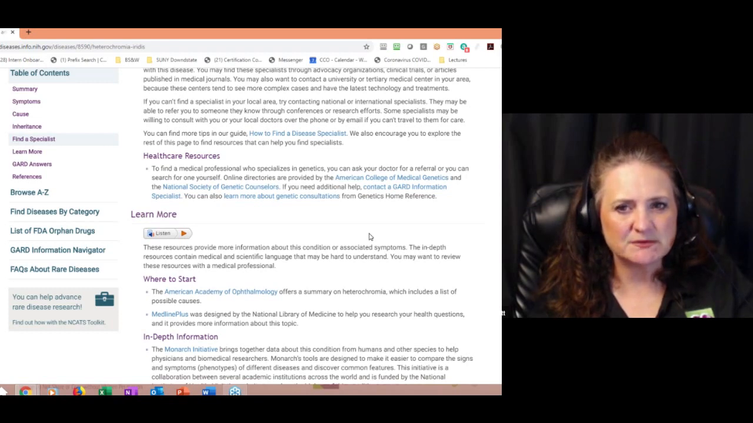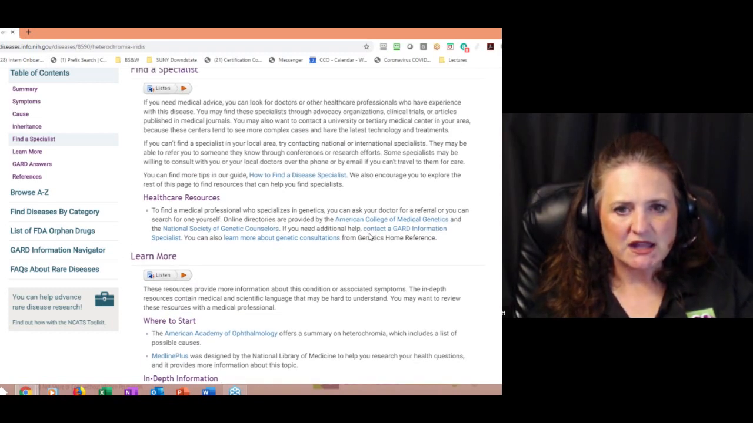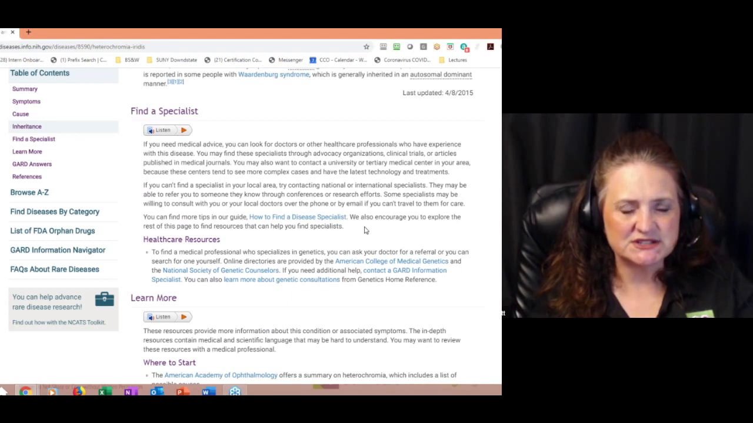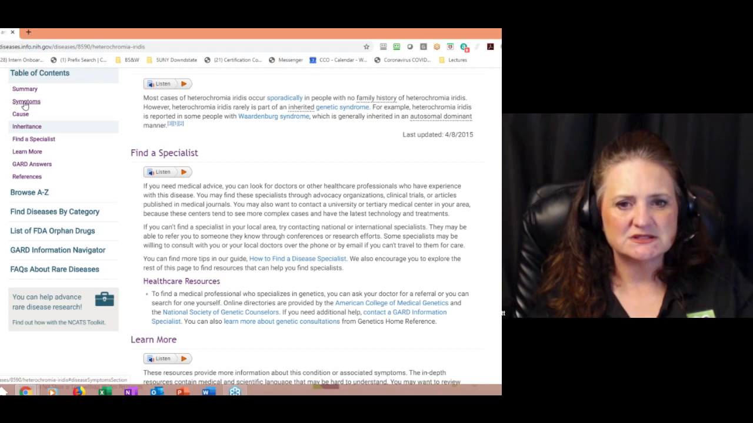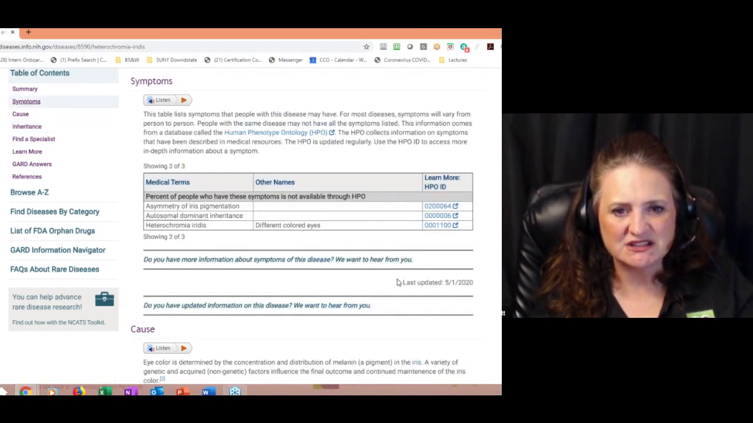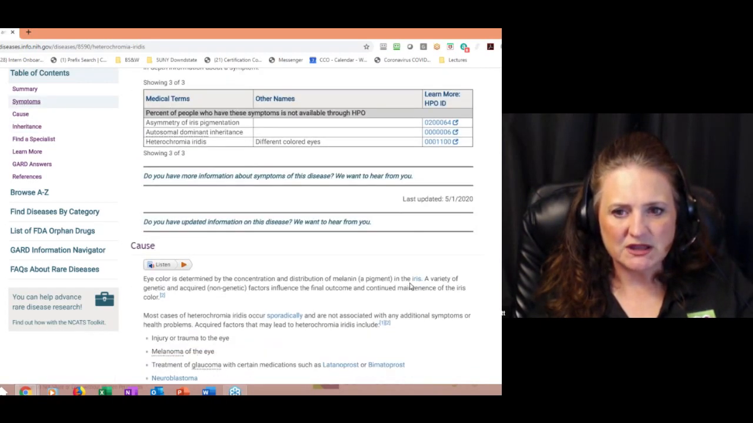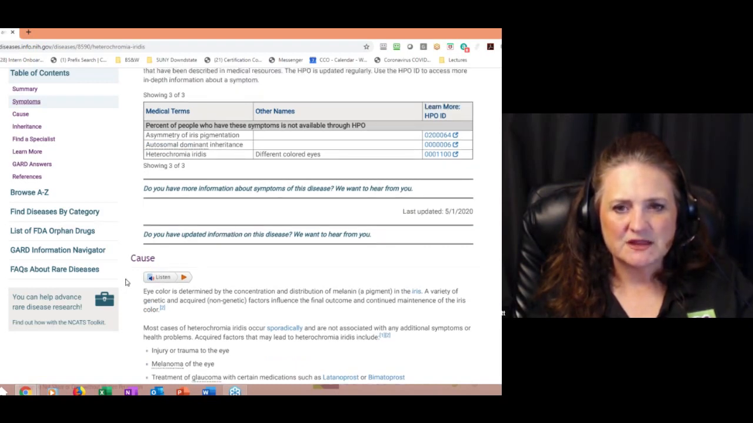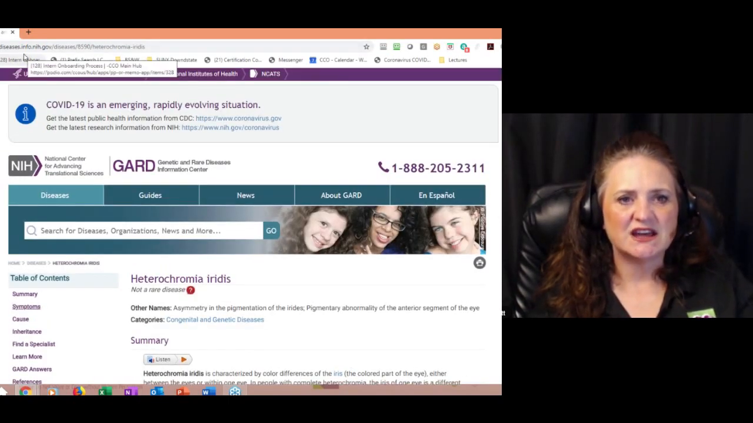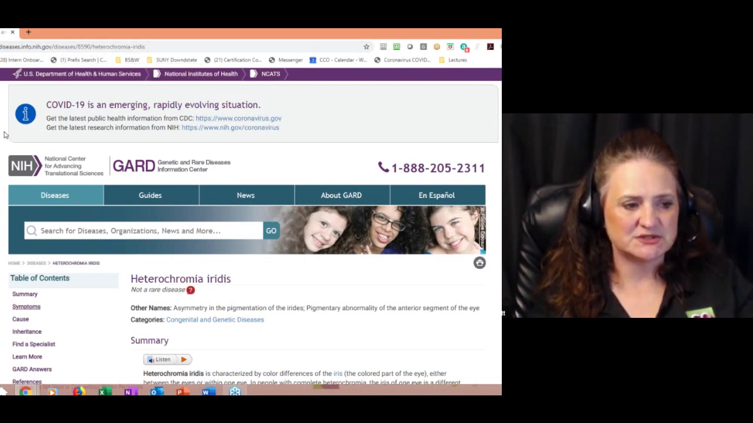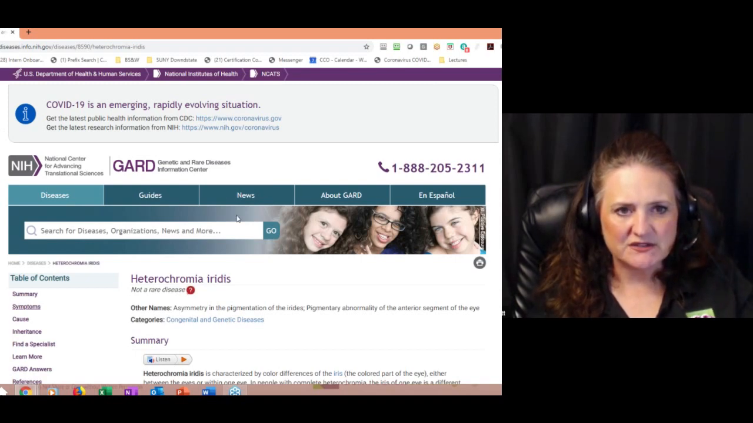I was thinking there was something to do with the heart that some people had, and they do percentages. Let's see, symptoms. Symptoms is just going to be different colored eyes. But again, it could be lots of things. You can go look up those other, this is rare diseases info, nih.gov. There's dots in between all of that, so you can definitely go and search those out.